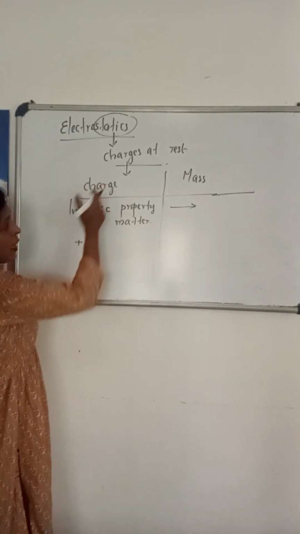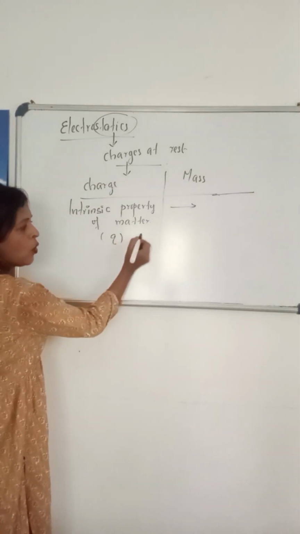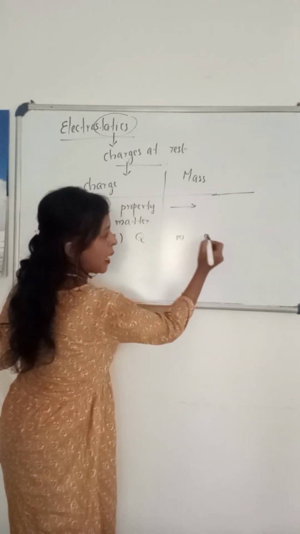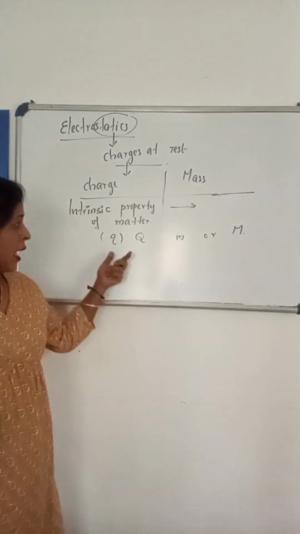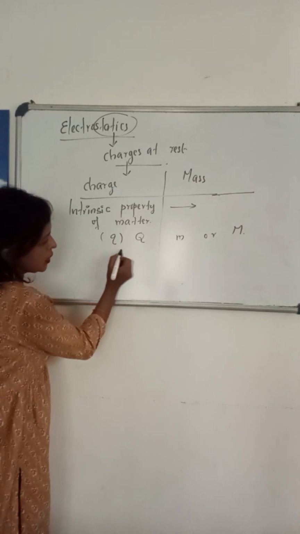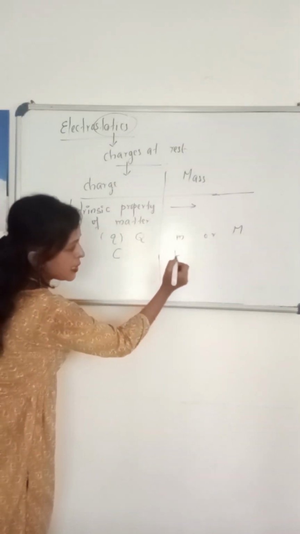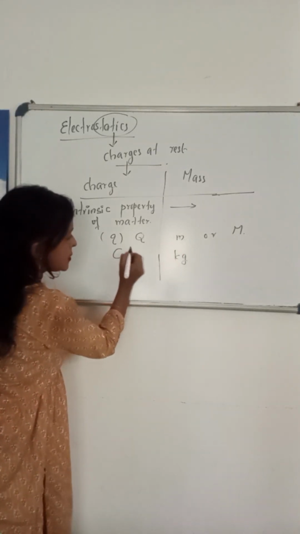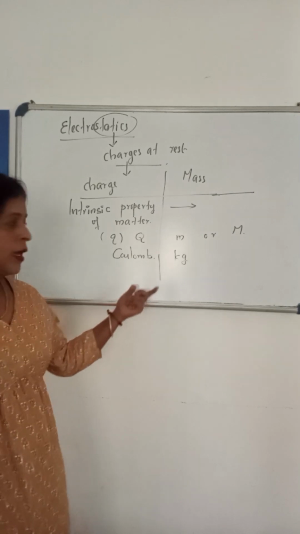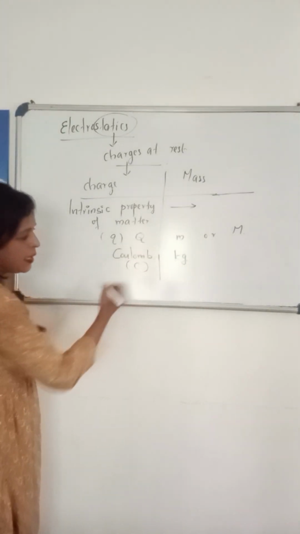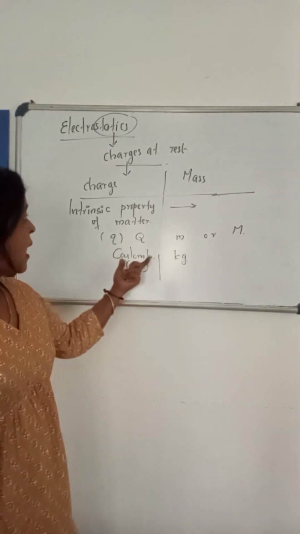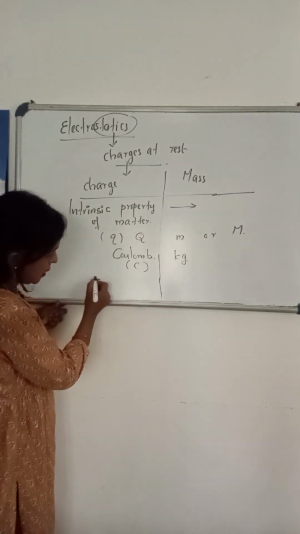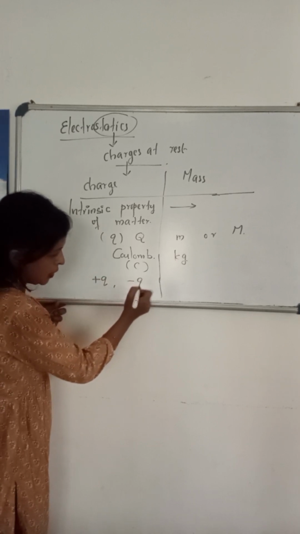Positive charge and negative charge, and we represent the charge with the letter capital Q. And we can represent the mass with capital M. The unit of charge is the coulomb, represented with the letter C, and the unit of mass is the kilogram. Charge has two types, plus Q and minus Q.